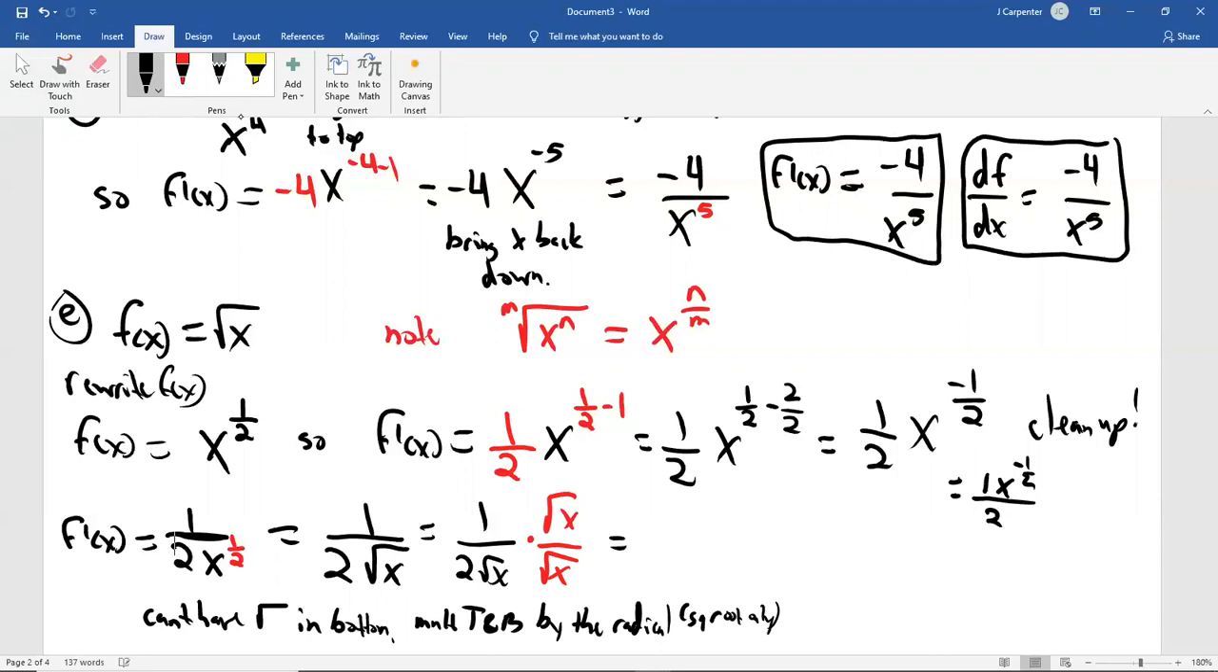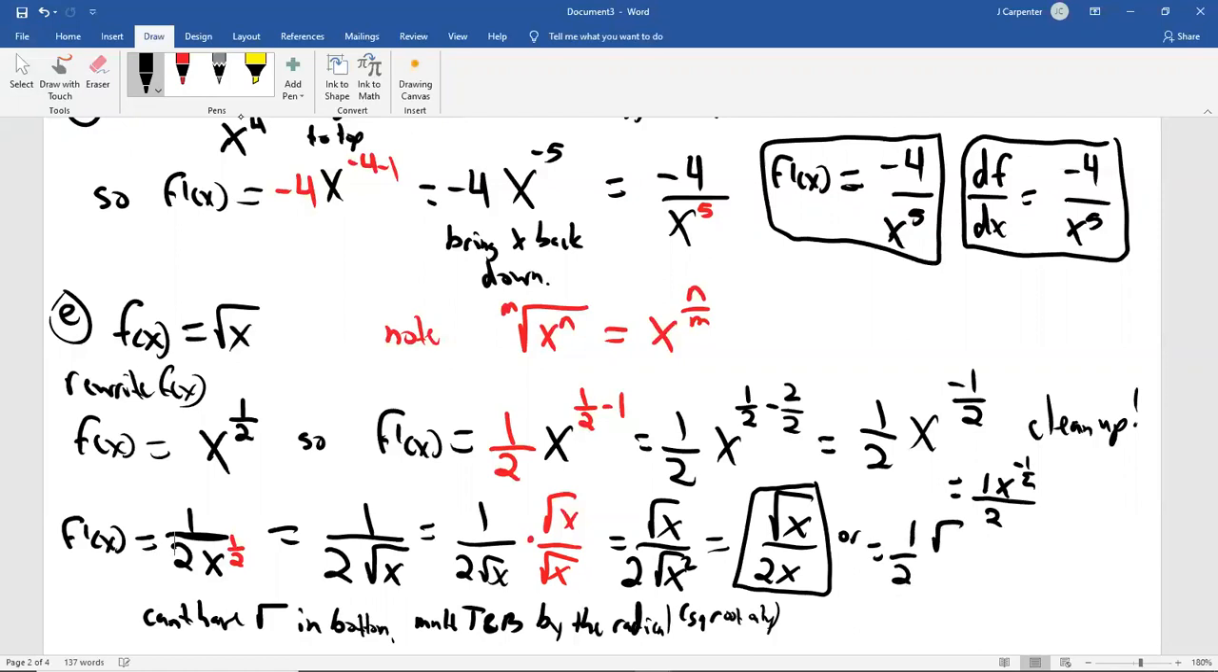So distributing, the top you get square root of x, because square root of x times 1 is square root of x, in the bottom. 2, these square root of x's, you're going to multiply the insides. X times x is x squared, so that's 2 times the square root of x squared. And the square root of x squared is x. So this is the square root of x over 2x. Or you can have this as 1/2 times the square root of x over x. Both of those are acceptable formats.